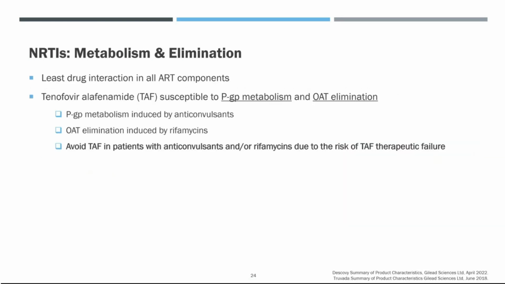Okay, so let's move on to the nucleoside reverse transcriptase inhibitors. I'll say NRTIs have the least drug interactions in all ART components. Pretty much it only is susceptible to metabolism and elimination. And the one that I only want to highlight to you is pretty much the tenofovir components. So there's the tenofovir alafenamide, or TAF, which is susceptible to PGP metabolism and OAT elimination.